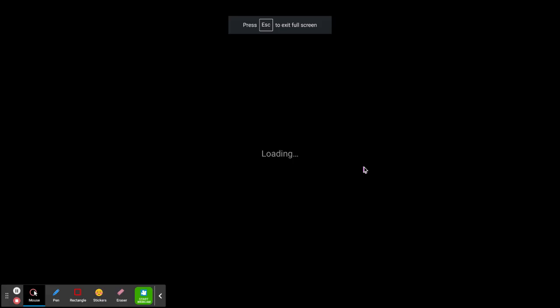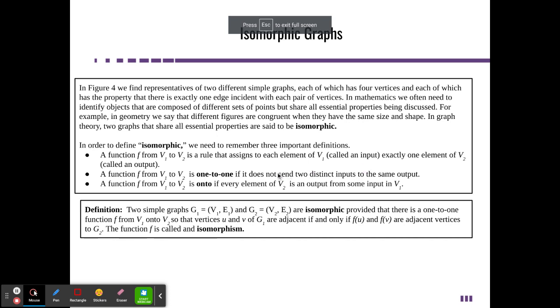All right, so onto and one-to-one come into play because of the definition of what we call isomorphic. In geometry, we say that two figures are congruent when they have the same size and shape. In graph theory, two graphs that share all essential properties are said to be isomorphic. So traditionally we say two things are congruent if they have the same size and shape. But when we're looking at vertex-edge graphs, when we have essentially all the same properties, it's called isomorphic.